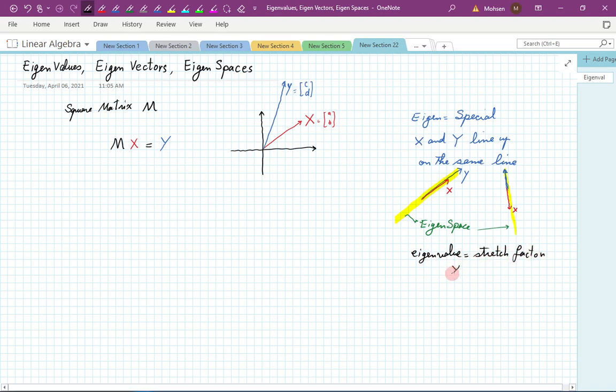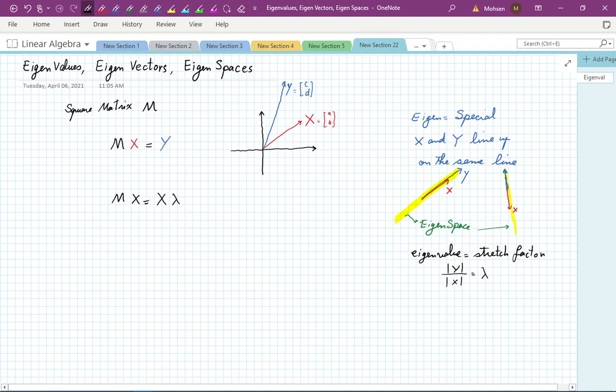You have to take y divided by x. That's the stretch factor. We use this Greek letter for that, we call that lambda. So the special case is that M times x, out comes something that's a multiple of x. I'm going to write it like this for a reason we are going to see later on, that x is multiplied by lambda, whatever it is.